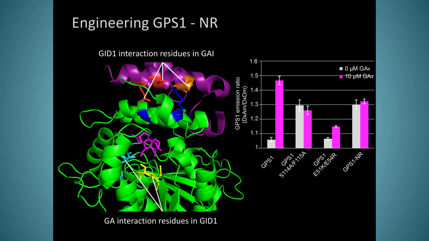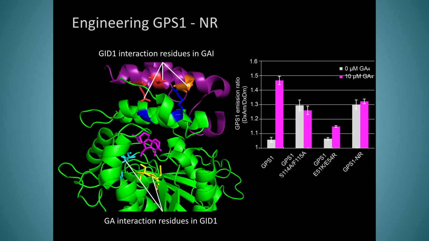Okay, so some results. GPS1 in vitro, this is the starting ratio. If you add GA, you see an increase in this ratio, as expected. If we mutate some of the GA interacting residues in the GA binding pocket of GID1, you can abolish this ratio change. So you get a sensor that no longer responds to GA in vitro. The similar mutation described up here, mutating these negatively charged residues to positively charged residues, greatly reduces the amount of ratio change you get. But neither of these two on their own is quite sufficient.